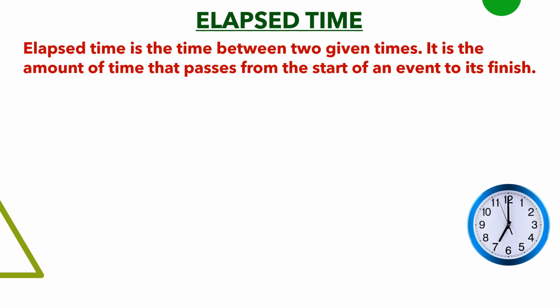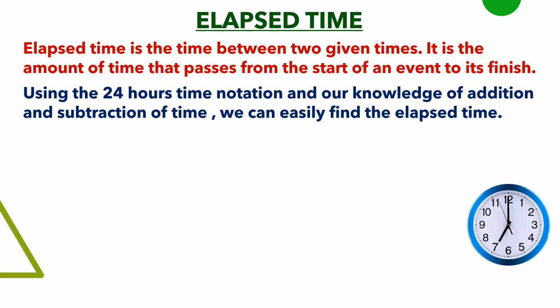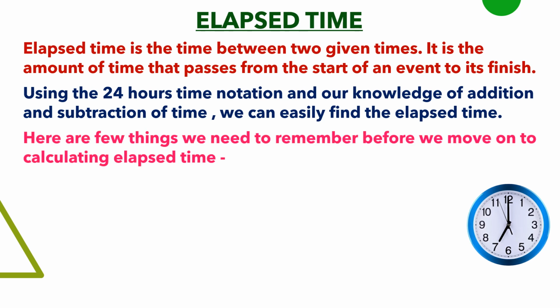Now elapsed time. Now what is elapsed time? Elapsed time is the time between two given times. It is the amount of time that passes from the start of an event to its finish. Using the 24-hour time notation and our knowledge of addition and subtraction of time, we can easily find out the elapsed time.